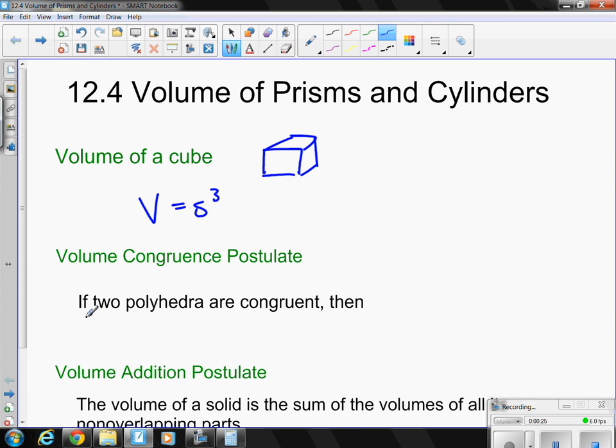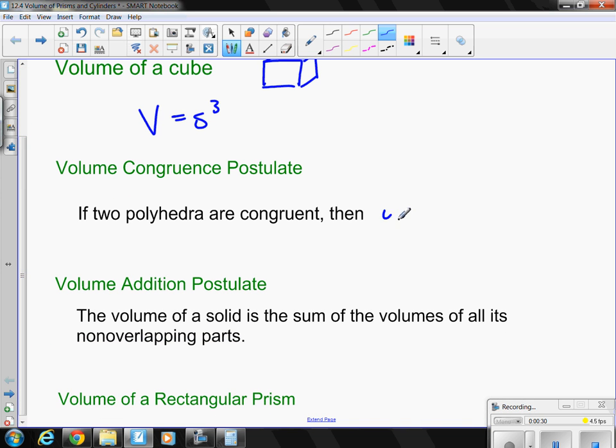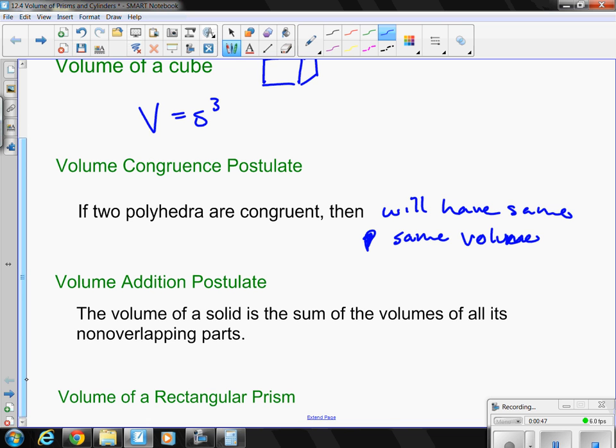Volume congruence postulate says if two polyhedra are congruent, then they will have the same volume. And it's a postulate because it should just make sense. They're the same shape. They'll have the same volume, shape and size. Volume addition postulate says you can add volumes together.